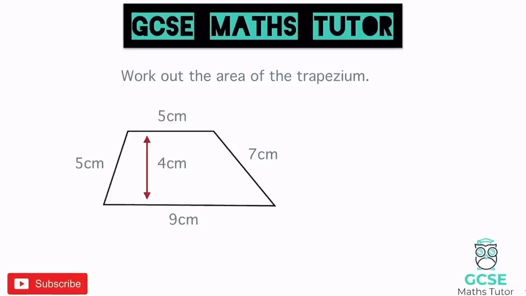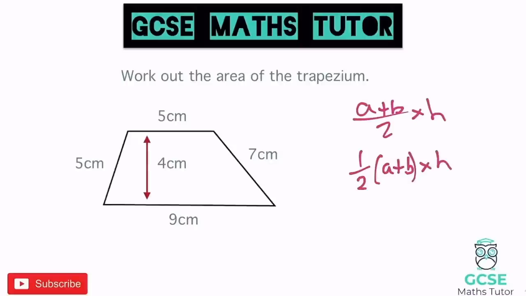Right, working out the area of a trapezium, there's a formula for the area of a trapezium. It's a plus b over 2 times by the height. Or it can be written in a slightly different way. You can say half a plus b, again times by the height. Now a and b are the parallel sides, which in this case is the 5 and the 9. So we add those together to start with. So 5 plus 9, we halve that. So 5 plus 9 is 14, half of it is 7. And then we times that by the height.